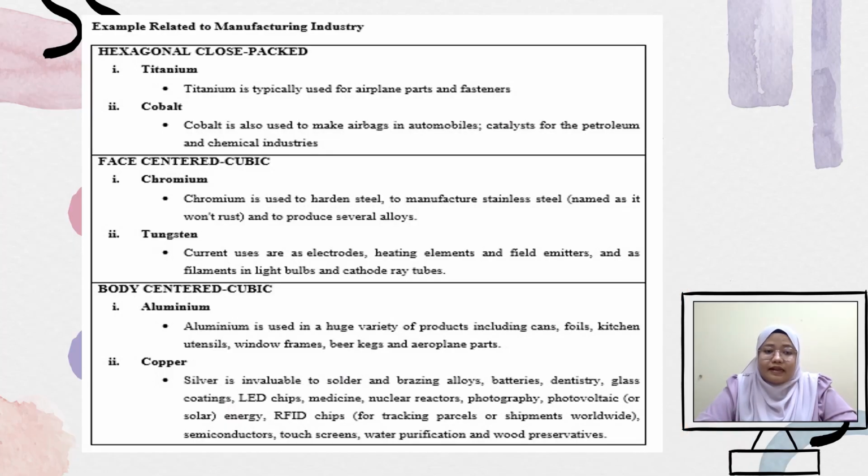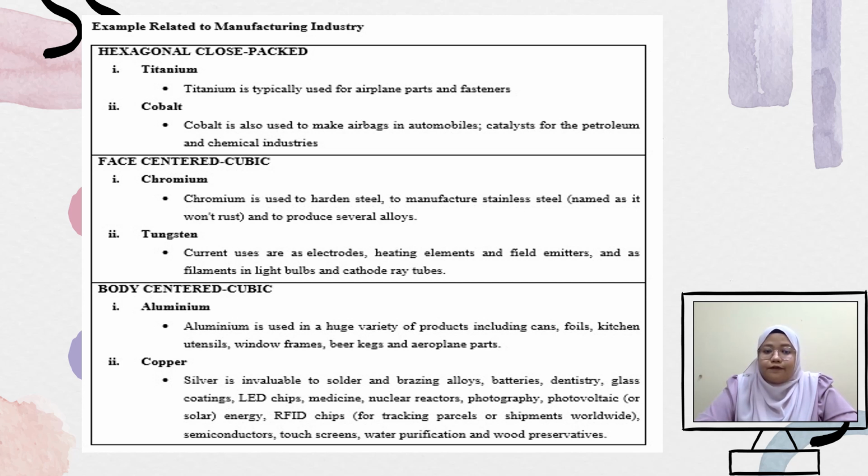Okay, next, this slide shows examples related to the manufacturing industry. For the hexagonal close-packed, for example, titanium. Titanium is typically used for airplane parts and fasteners, while cobalt is also used to make airbags in automobiles and as a catalyst for the petroleum and chemical industry.